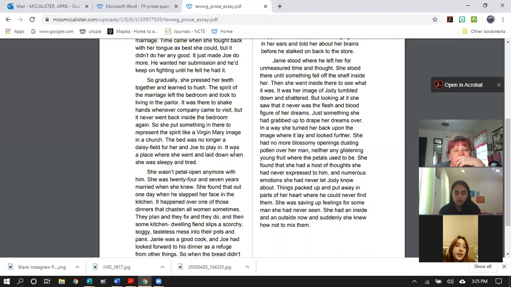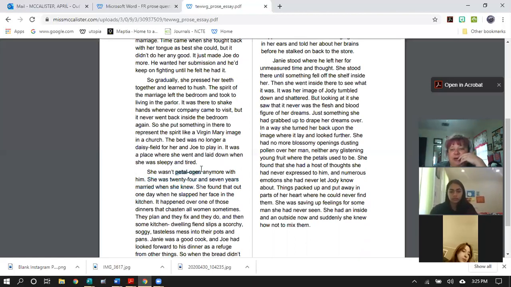Ooh. "She stood there until something fell off the shelf inside her." That'd be a good one. Or you could do, "She was twenty-four and seven years married when she knew." When she knew. What about this petal open thing?